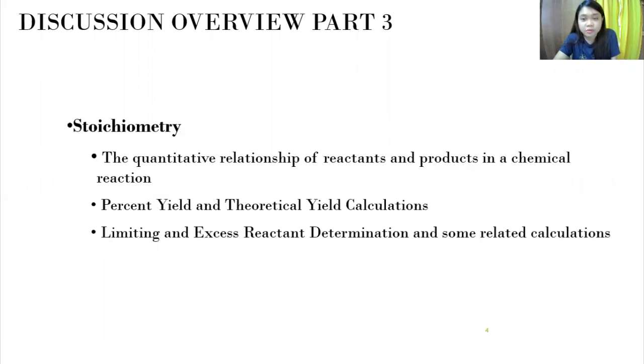For our discussion overview in part 3, we will be learning more on the calculation area in stoichiometry. Here, we will be discussing the quantitative relationship of reactants and products in a chemical reaction. This focuses on calculating the percent yield and the theoretical yield of a certain chemical reaction, as well as the determination of limiting and excess reactant on our chemical reaction, and also some related calculations.